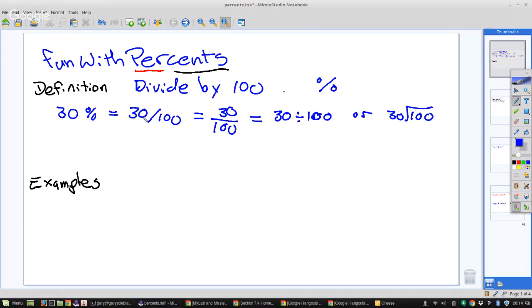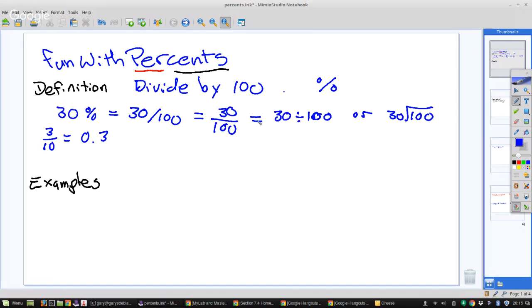Now, if I use the fraction symbol, I can rewrite it as a simplified fraction. So 30%, I could say, well, that's just 3/10. 3/10 can easily be changed to a decimal because I just read it correctly. So here's the tenth spot. I need to put a 3 in it.